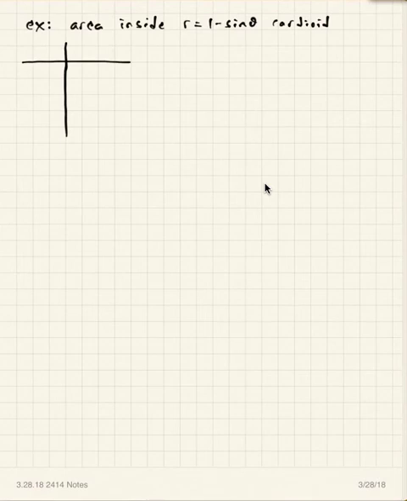And what you'll notice here is that when theta is 3 pi over 2, r is 2. When theta is 0, r is 1. And when theta is pi, r is 1. You get a cardioid that has this shape, something like that, right? And so we're trying to find the area bounded inside that cardioid. This is what we're trying to find here, the area inside this thing.